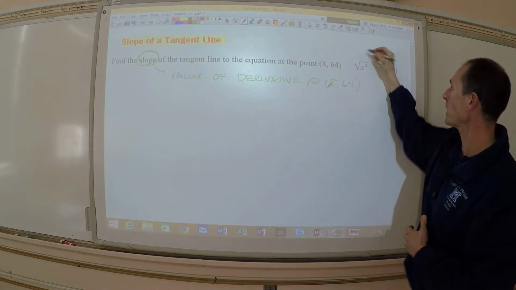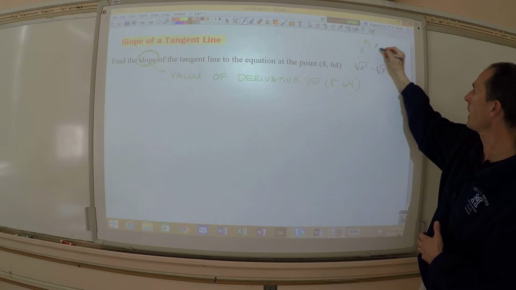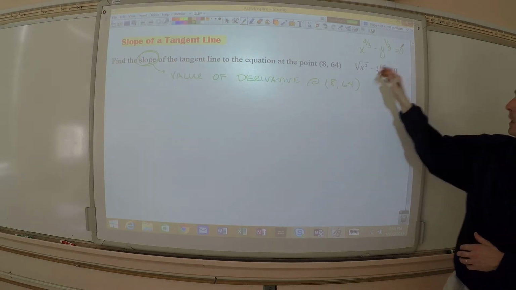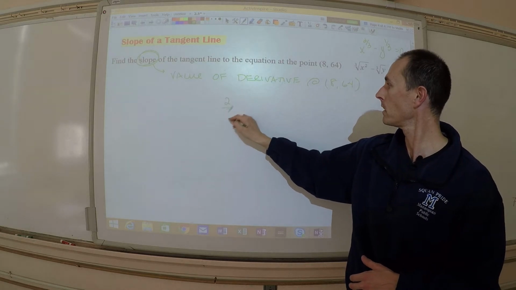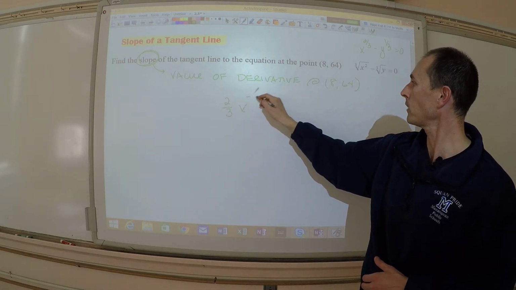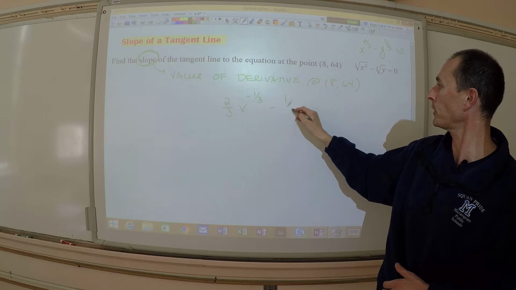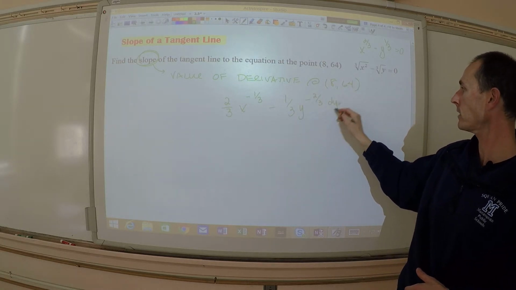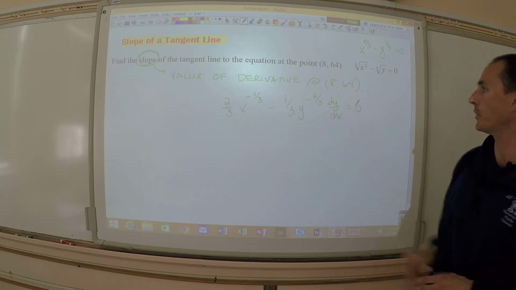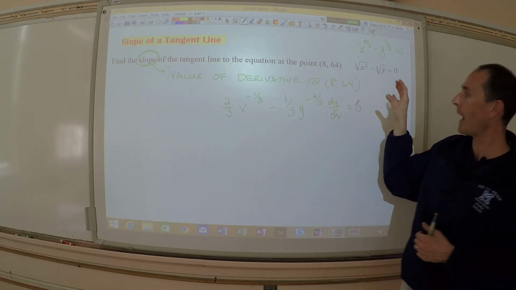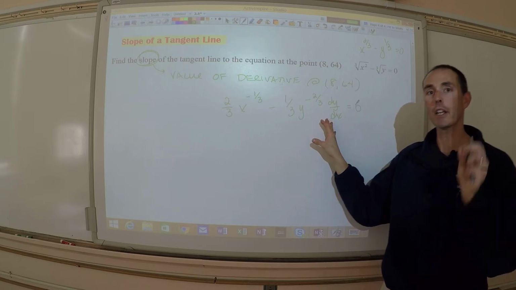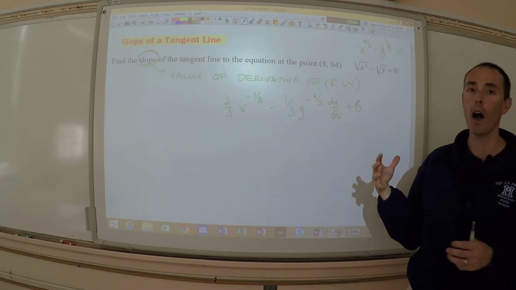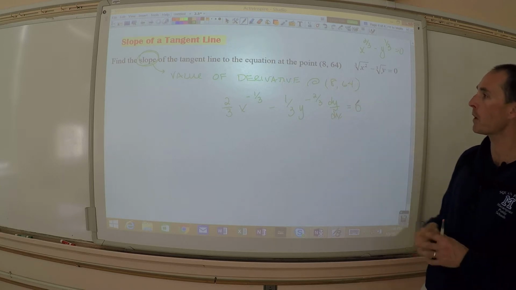So let's actually do something here. Let's rewrite this expression as x to the 2/3 minus y to the 1/3 before we go derive that. So here we go. I have 2/3 x to the negative 1/3 minus 1/3 y to the negative 2/3 dy/dx, and that equals 0. Now, here's something to think about. I can solve for dy/dx here, but I know that in this problem I have to plug in the 8 for x and the 64 for y. So I could do that right away, and I think that's what I'm going to do here.